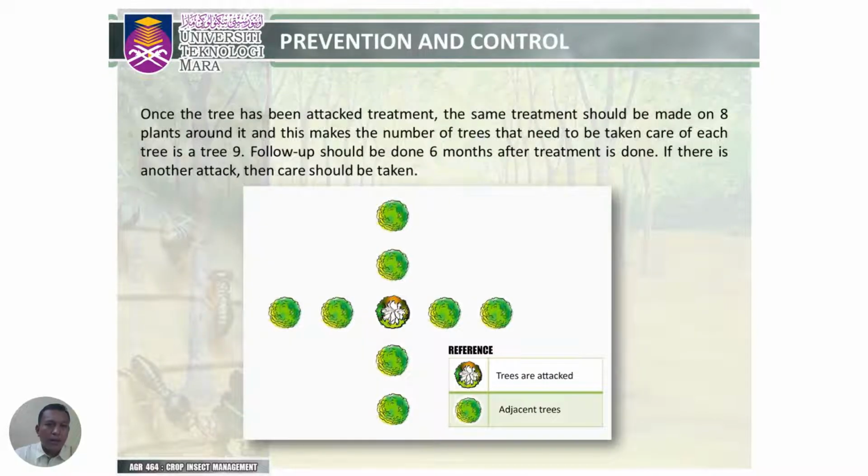Okay, once a tree has been attacked and treated, the same treatment should be made on the 8 plants around it, which makes the number of trees that need to be taken care of for each attacked tree 9. Follow-up should be done 6 months after the treatment is done. If there is another attack, then care should be taken again.